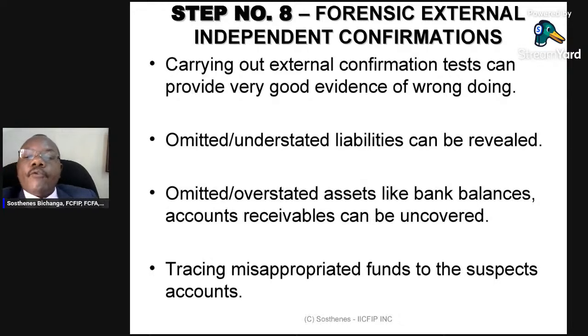Number six, forensic independent confirmation evidence is more reliable than other types of evidence except documentary evidence. Number seven, investigation evidence obtained directly by the investigator is more reliable than evidence obtained indirectly or by inference.